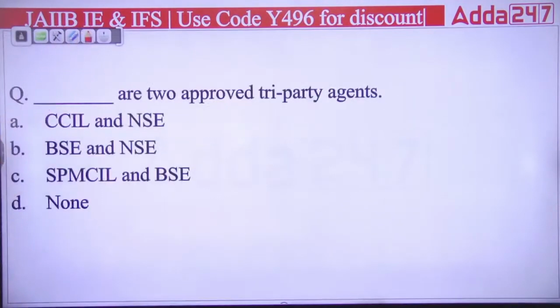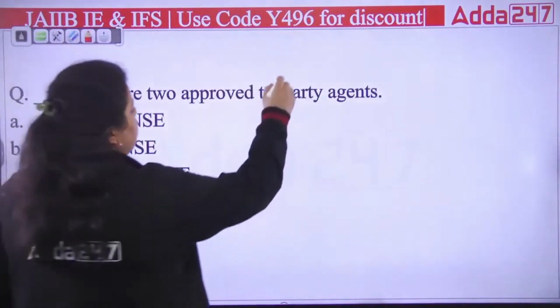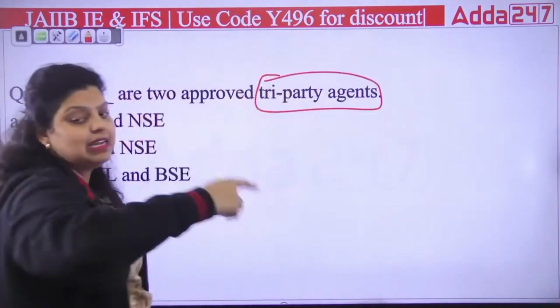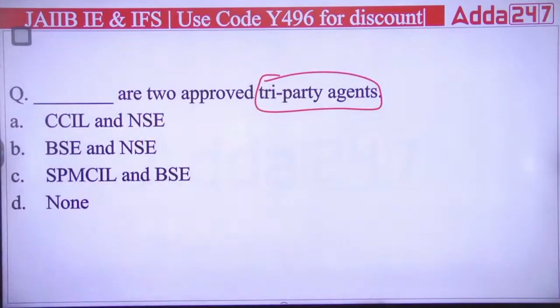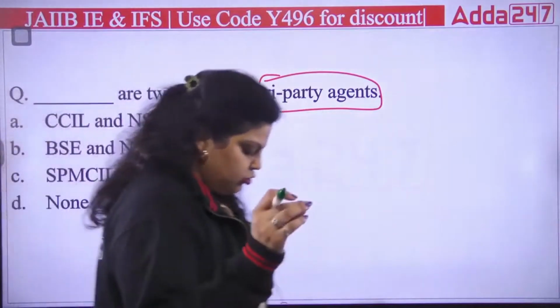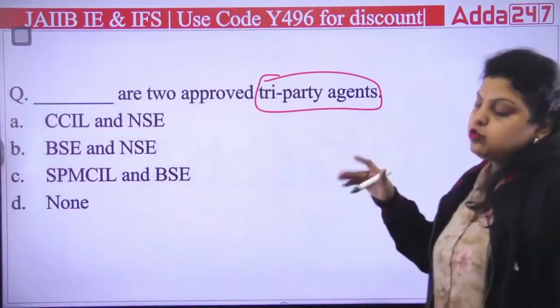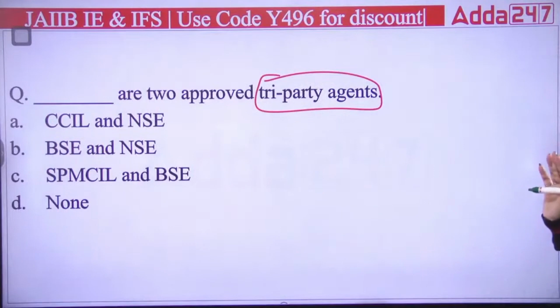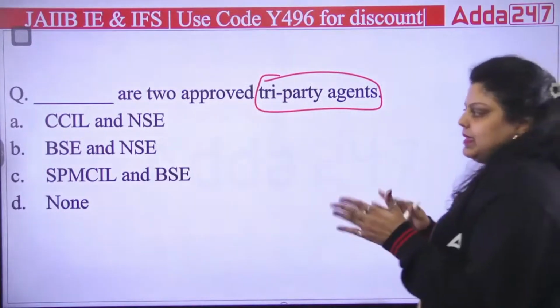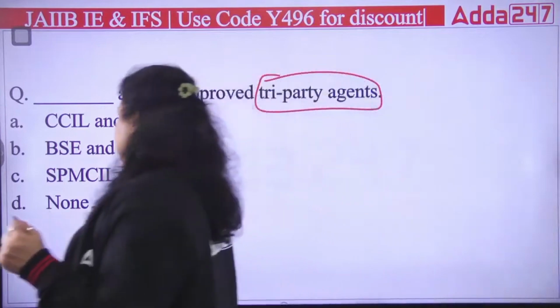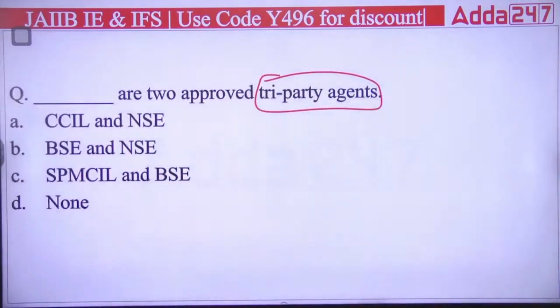Next, dash are the 2 approved tri-party agents. So in the tri-party repo transaction, there is an agent, and that agent will be decided by the government and RBI, as I have told you earlier also. So you have to answer which of these are the eligible tri-party agents. First is saying CCIL, NSE, second is saying BSE, NSE, third is saying SPMCIL, BSE, and fourth is saying none of the above.